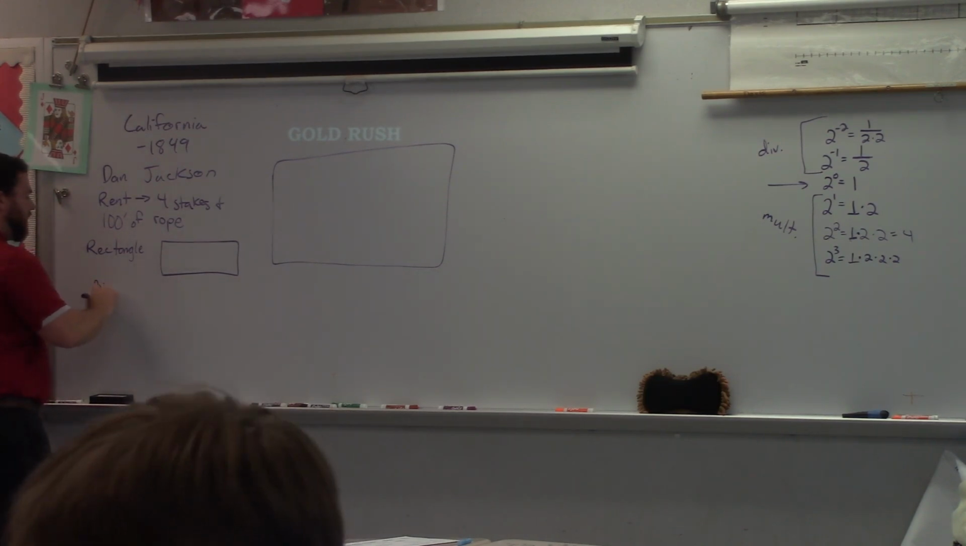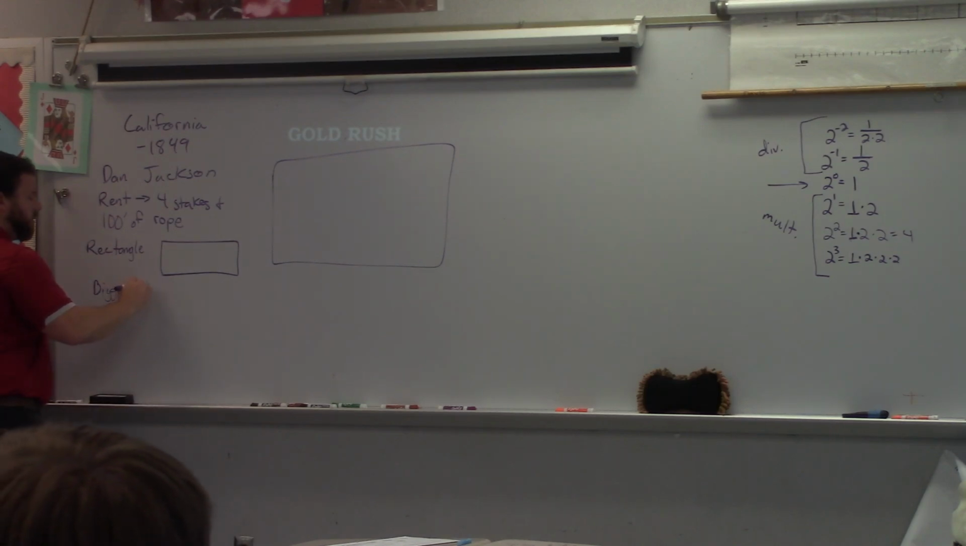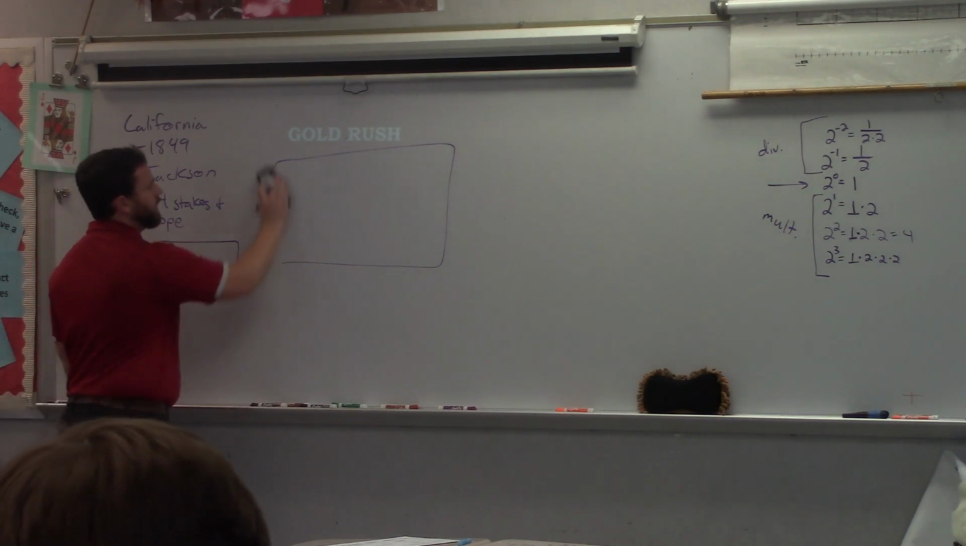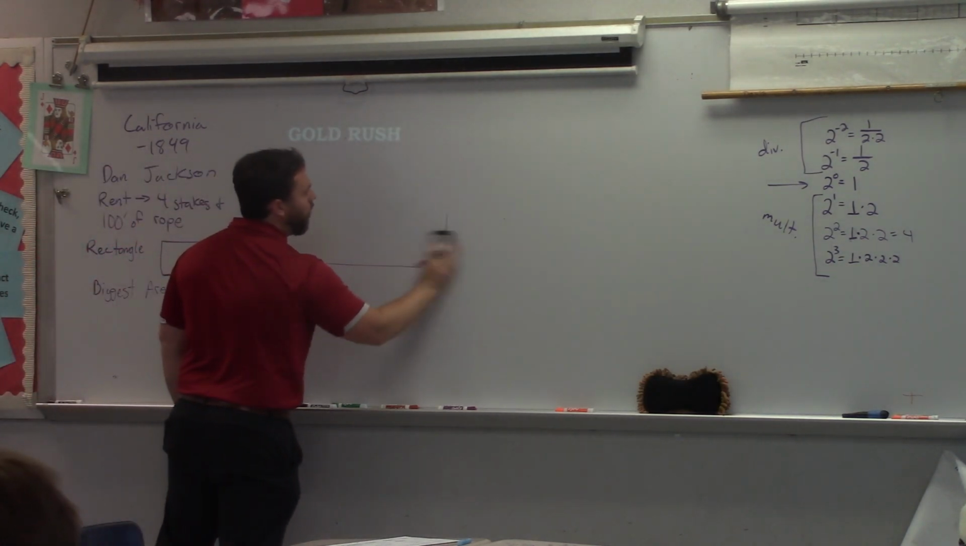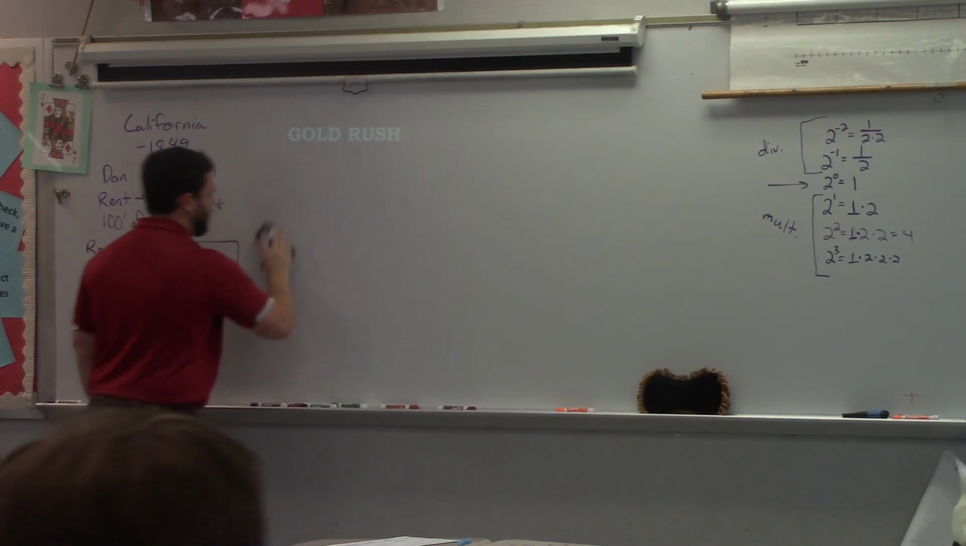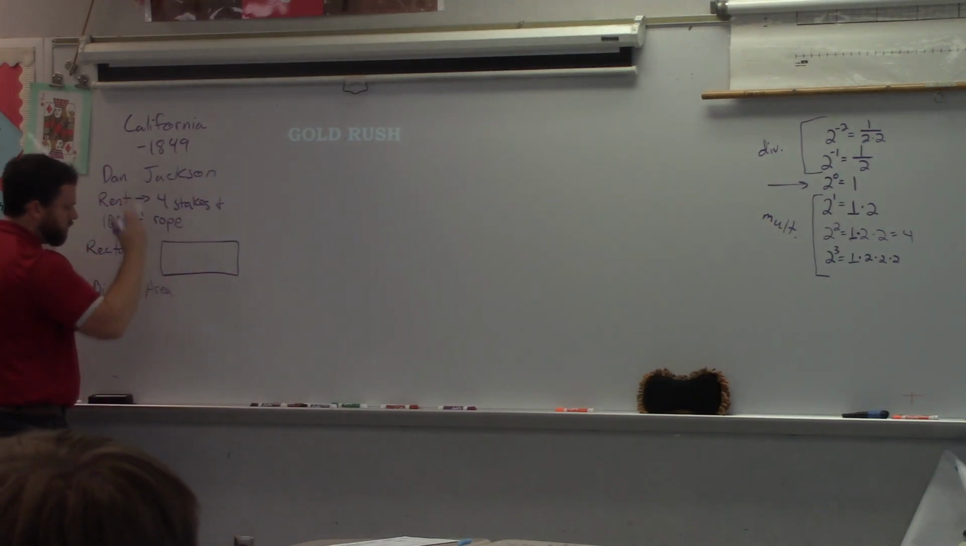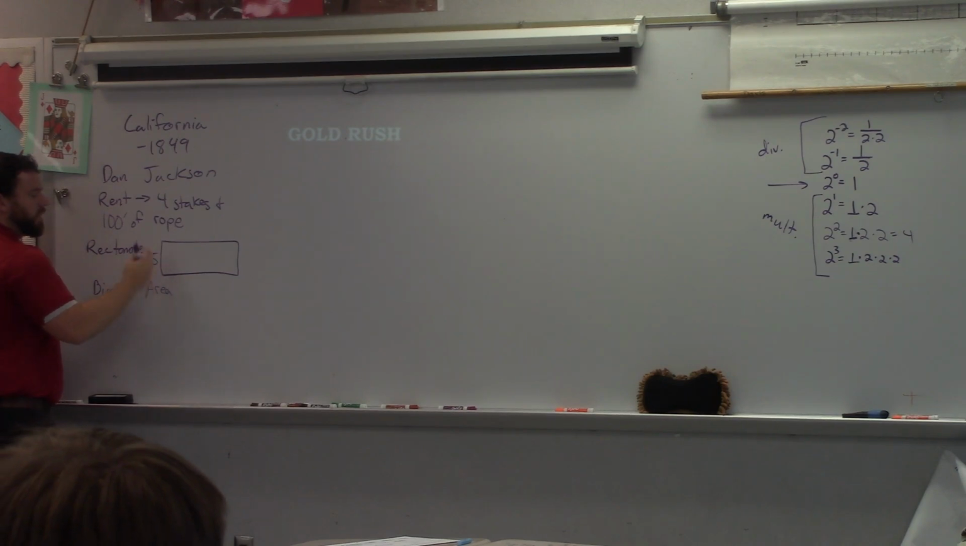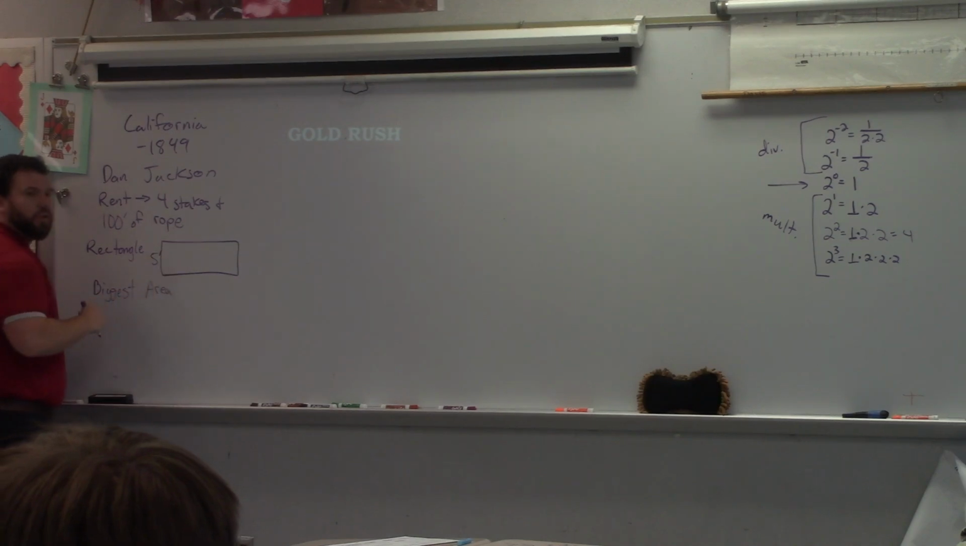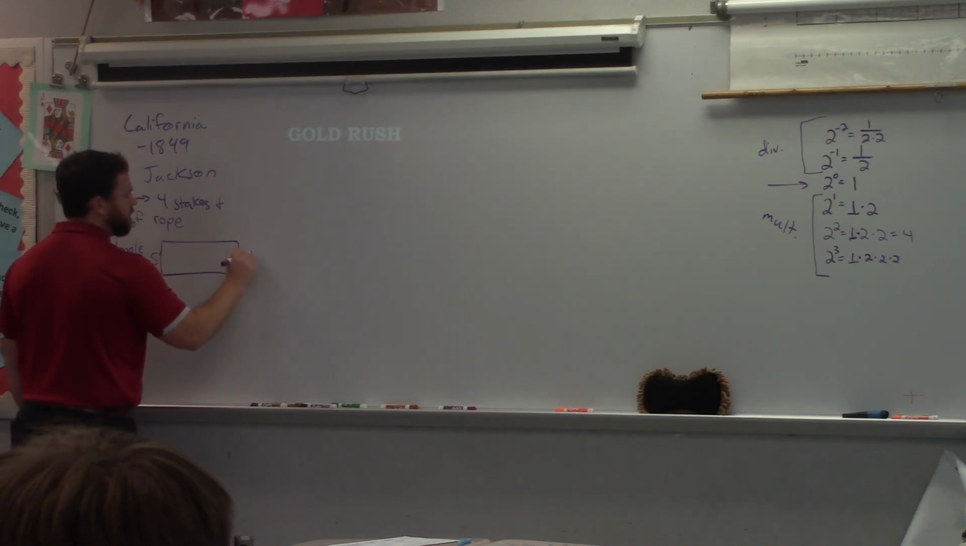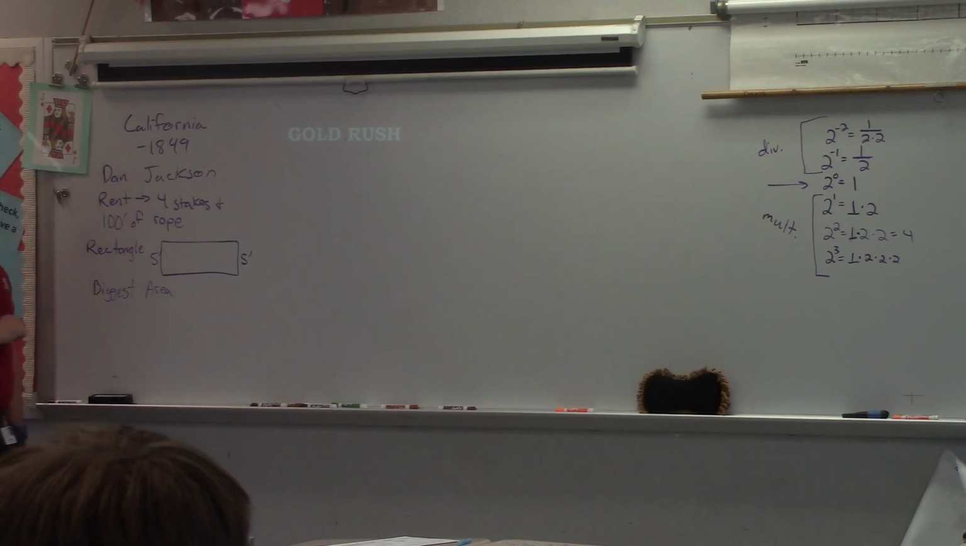But hey guys, you only have how much rope? 100 feet of rope. Okay, so we got to be strategic with this. I can't just make it as large as I want. I only got 100 feet of rope. So let's just say I make my height here 5 feet. What else do we know then about this rectangle? The other side goes 5. The other side's going to be what? 5. All right.